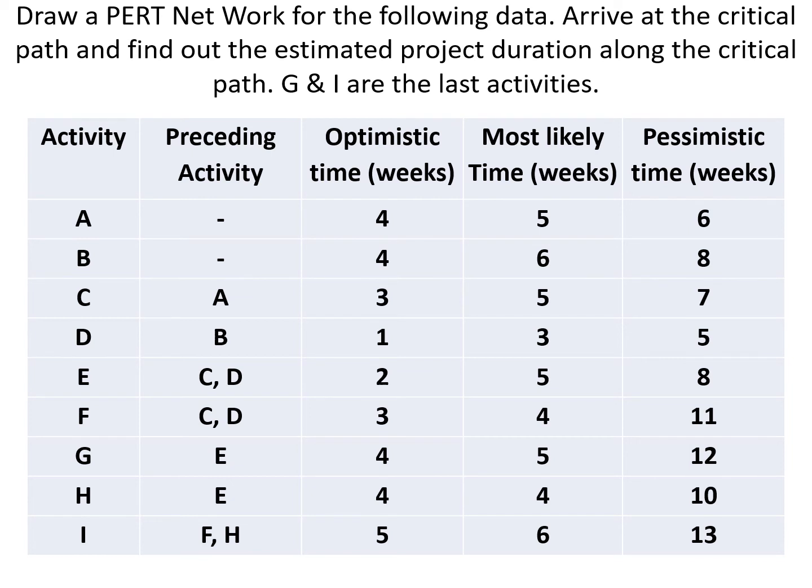PERT and CPM are complementary tools because CPM employs one time estimation and one cost estimation for each activity. PERT may utilize three time estimates, optimistic, expected, and pessimistic, and no cost for each activity. Although there are distinct differences, PERT is applied increasingly to all critical path scheduling.